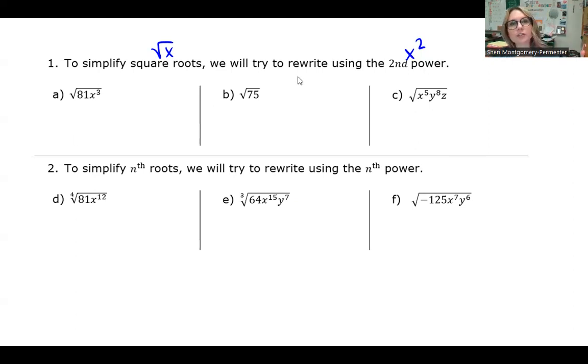So for the first 3 examples, we're going to try and rewrite things to the second power because we're square rooting. Again, if there's no number there, the number is actually a 2. We don't write it, but that's what it is. The next set of examples, we've got a 4 and we have a 3. This one has nothing, but what is it? It's a 2. If there's no number there, it is a 2.